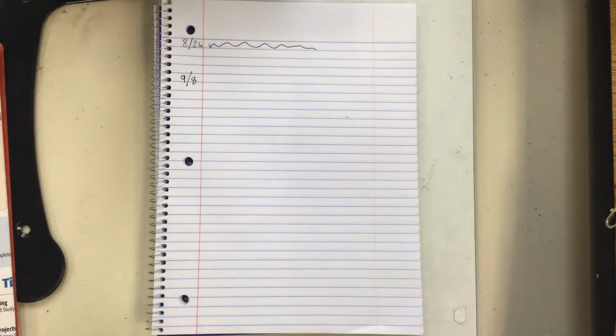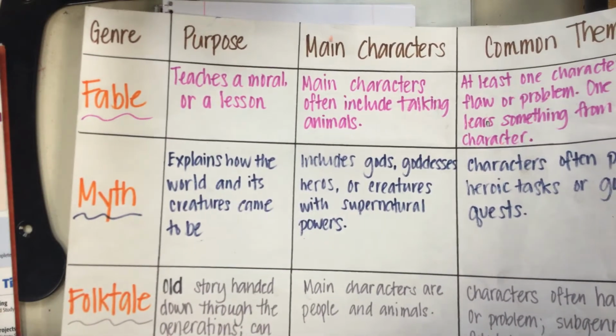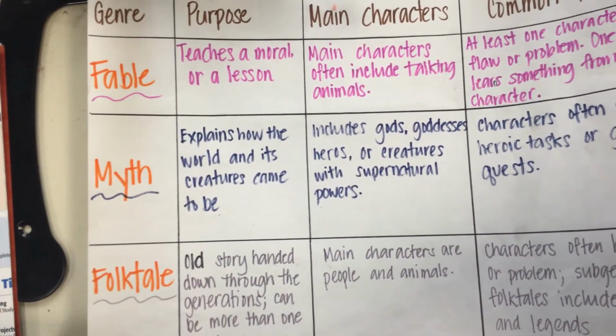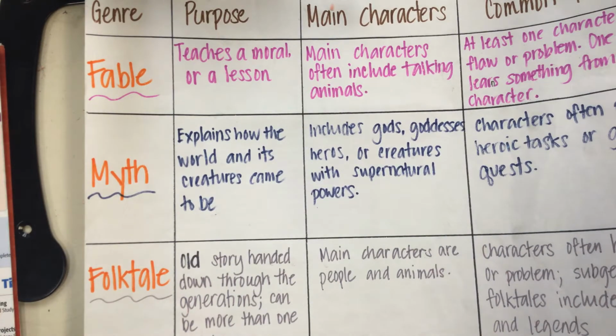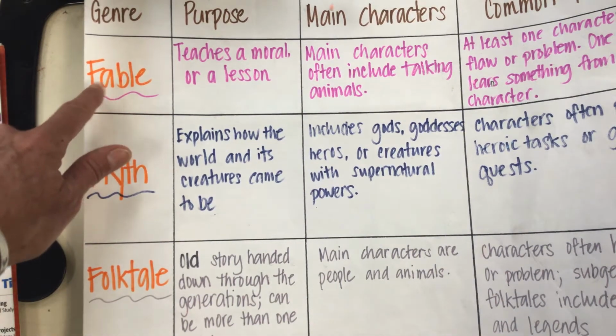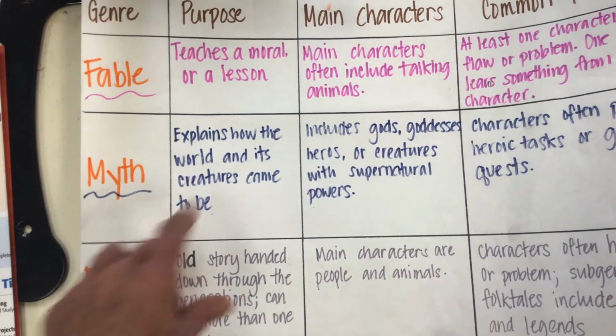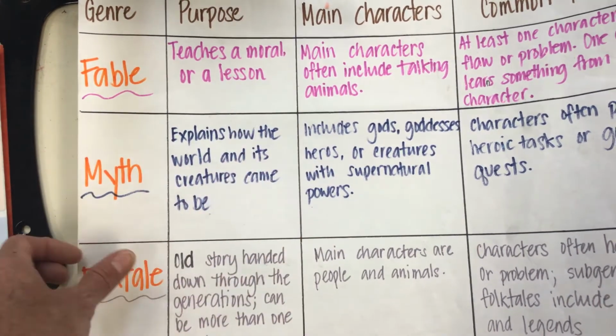So I'm going to give you a really nice anchor chart that you can refer to. And this is, let me see if I can zoom out. Okay, I can't really zoom out, so I'll just start here. Since we only started with the fable, the first one here, we talked about the purpose, the main characters, and the common themes. So the purpose of a fable is to teach a moral or a lesson.